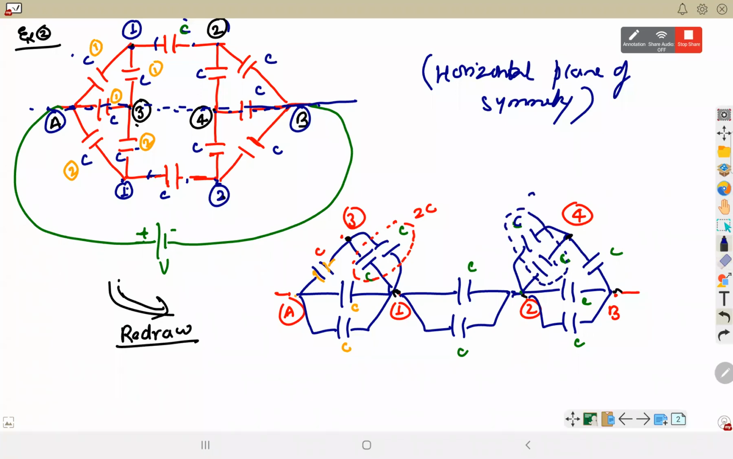Same on the right side, 2C and C will come in series and parallel with this. Arnav, what's the answer? I'm getting 4/5. So 4 by 5. Okay. 2C by 3 plus 2C, so it becomes 8C by 3. First branch is 8C by 3.